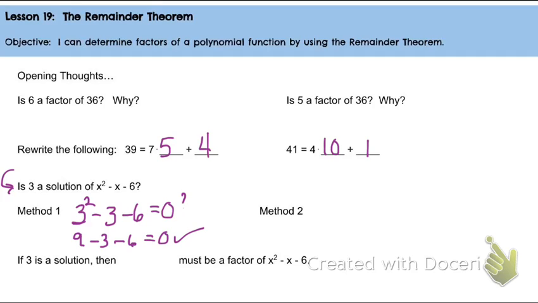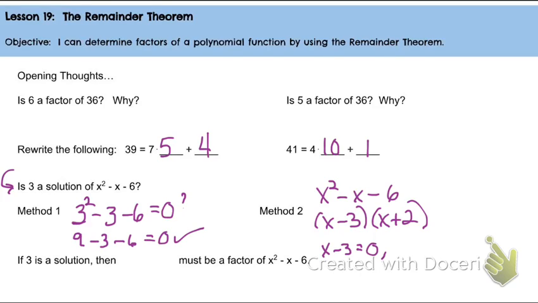The other way is we can factor x squared minus x minus 6. We can break it down into x minus 3 times x plus 2. And I noticed that for x minus 3, if x minus 3 equals 0, then x would equal 3. So if 3 is a solution, then the binomial x minus 3 is a factor of x squared minus x minus 6. Okay, let's keep moving on.